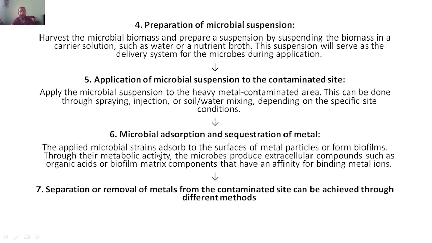Next, microbial adsorption and sequestration. The applied microbial strains adsorb on the surface of the metal particles, or they form a biofilm. Through this metabolic activity, the microbes produce extracellular compounds such as organic acids or biofilm matrix components that have high affinity for binding metal ions, so that they bind to the metals very effectively. Affinity should be there so that they can adsorb quickly. That is called sequestration of a metal.